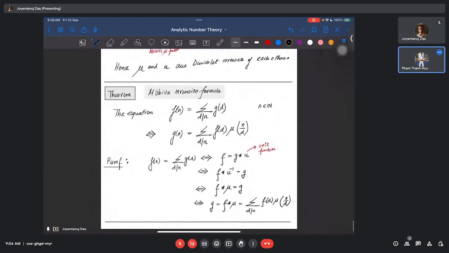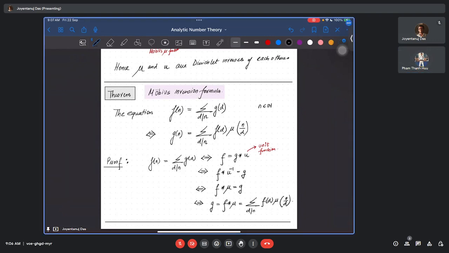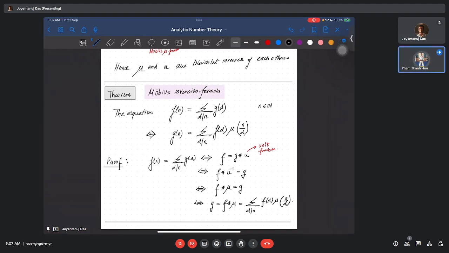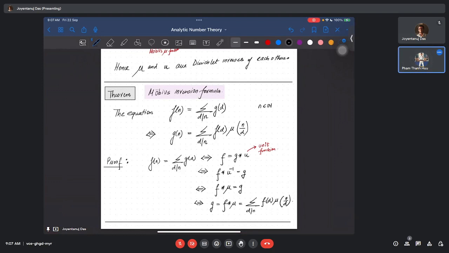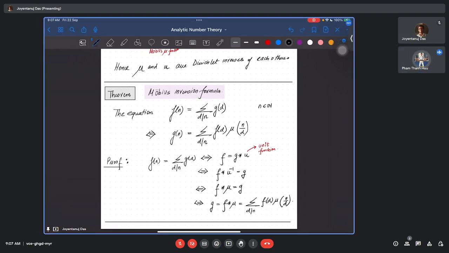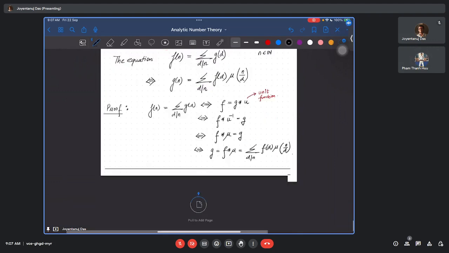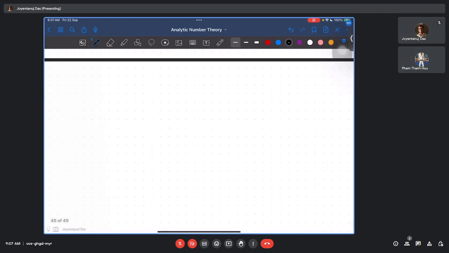So mu and u are inverses of each other. This is fine, right? Okay. Well, let us see some application. Then we'll come back again to the theorems.